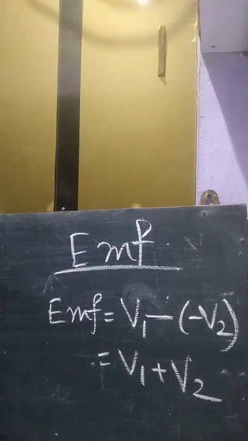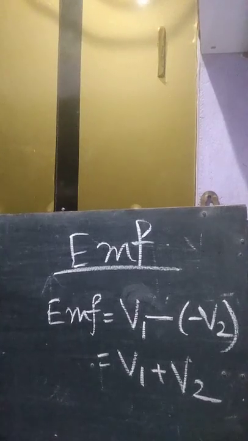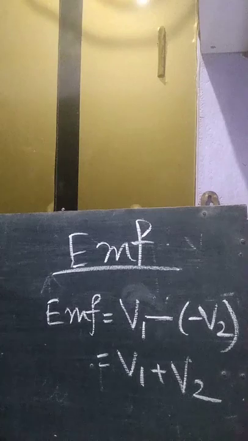Now internal resistance. What do you mean by internal resistance? Internal resistance is the resistance offered by the electrolyte and electrodes when the current flows. The electrolytes and electrodes oppose the flow of current, right? Suppose I represent the internal resistance as small r, and consider a cell connected by the external resistance capital R.